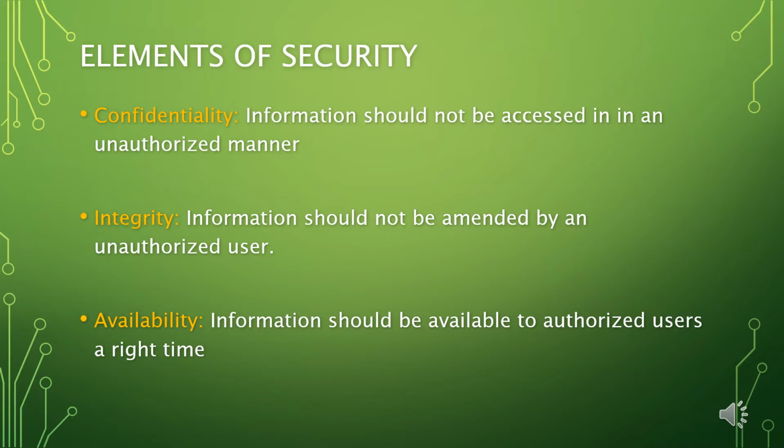Second is integrity. Integrity ensures that the information is not amended or deleted in an unauthorized manner. It is generally related to write operations. Third one is availability. It ensures that information is available to the authorized user at correct time.